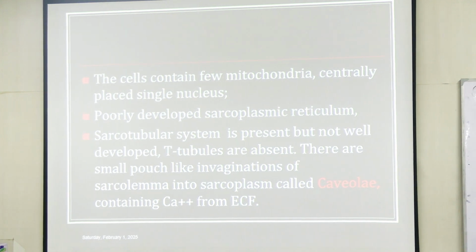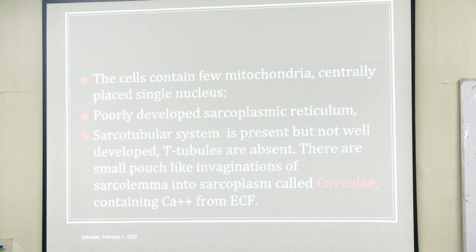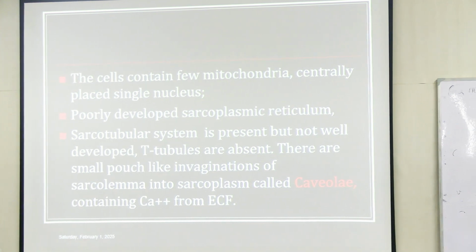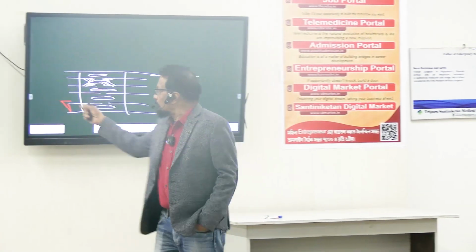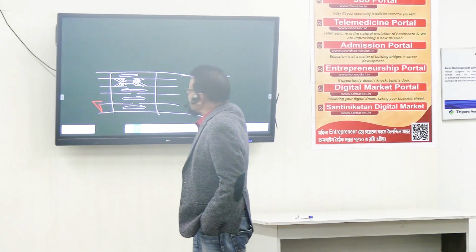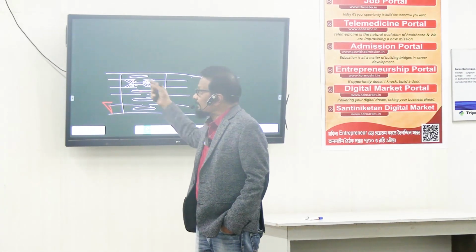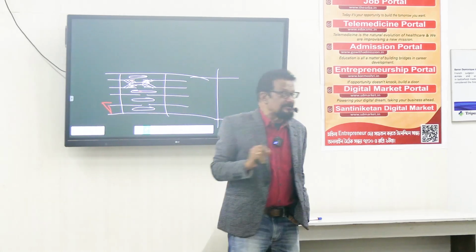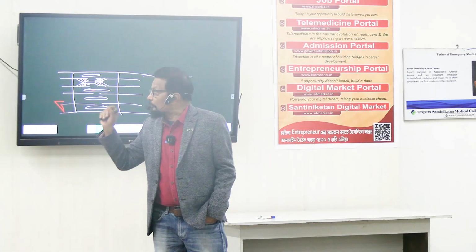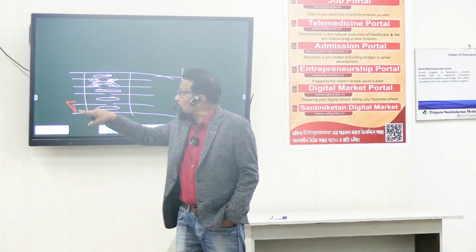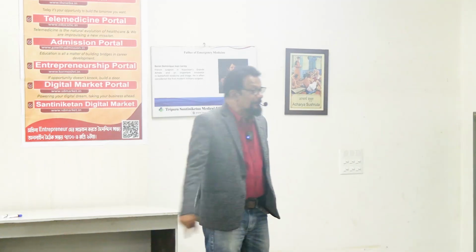They have a poorly developed sarcoplasmic reticulum, as I said, and the sarcotubular system is present but not as well developed as in skeletal muscles. What we'll find here: in the smooth muscle cells you will not get T tubules. There are small pouch-like invaginations of the sarcolemma into the sarcoplasm called caveoli.